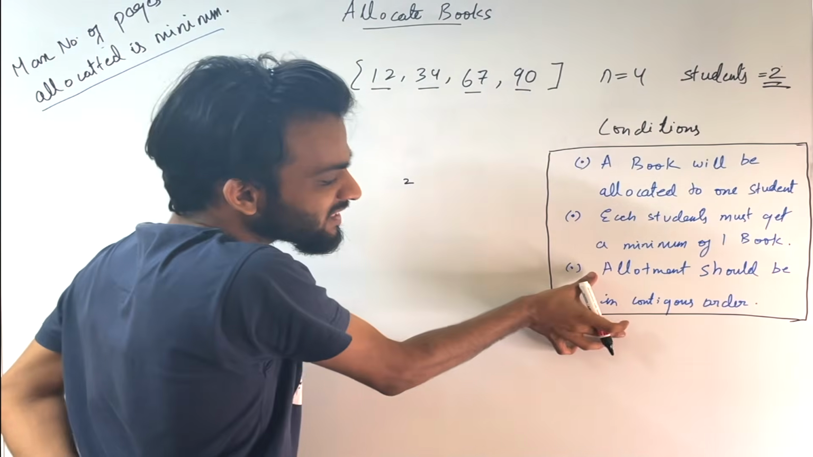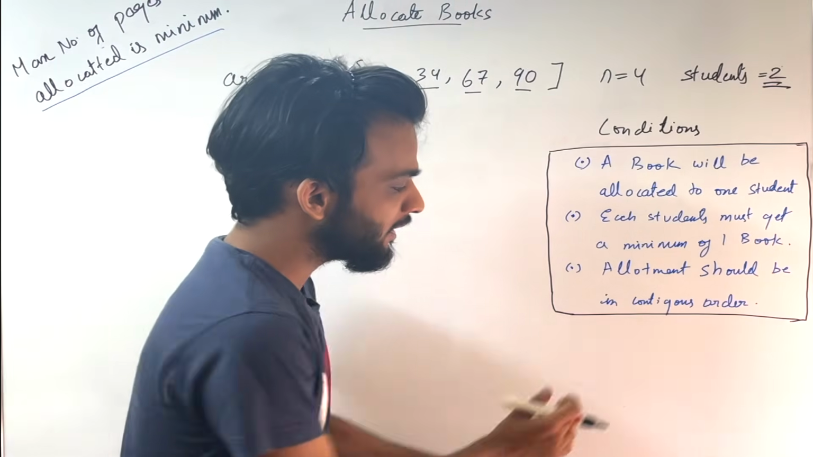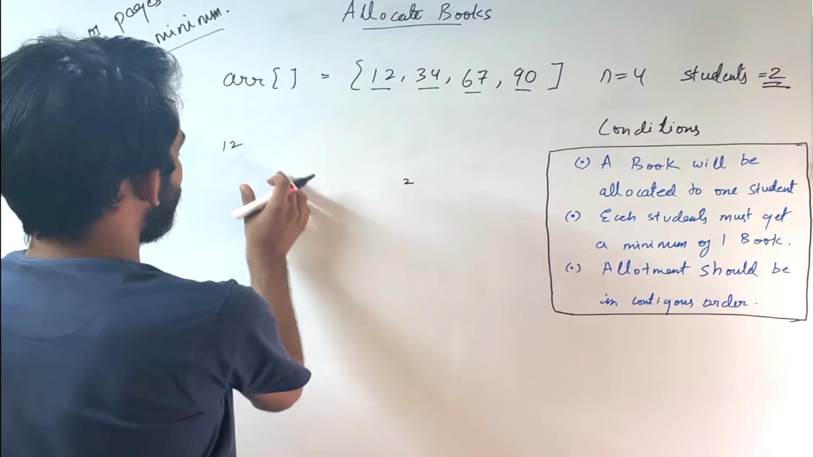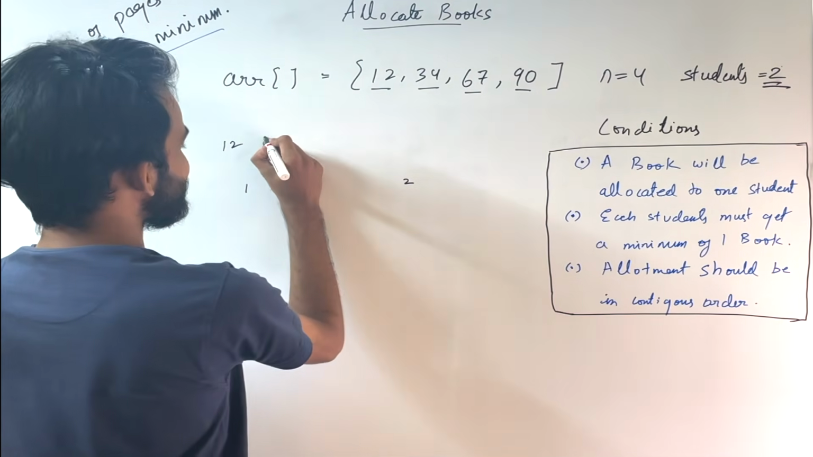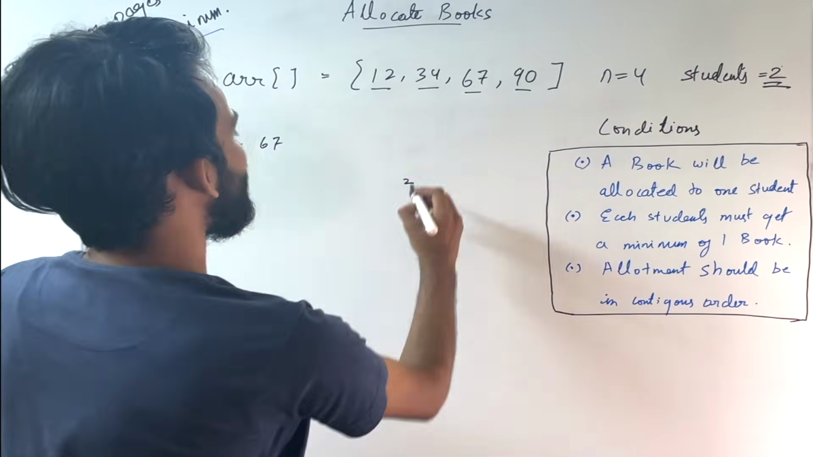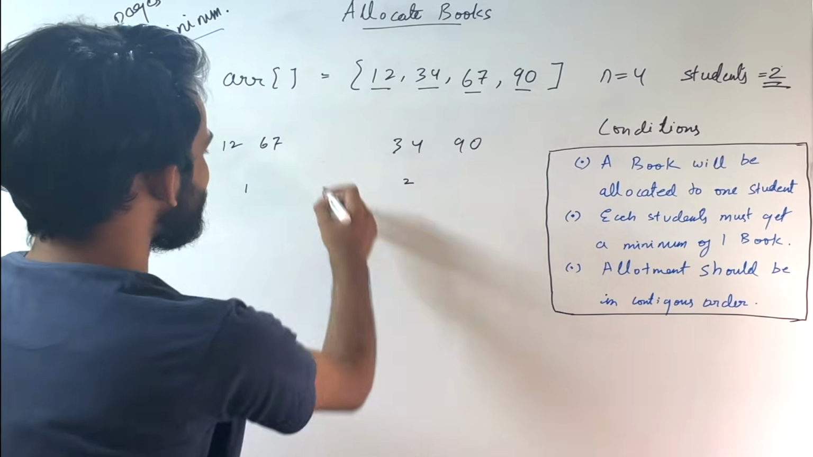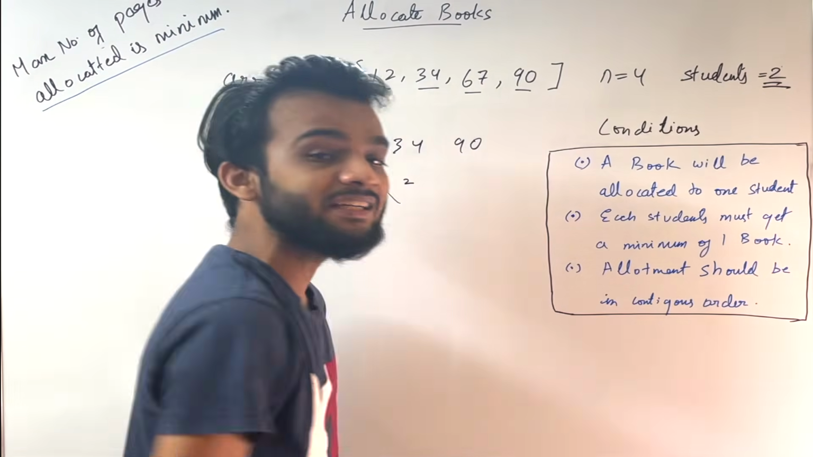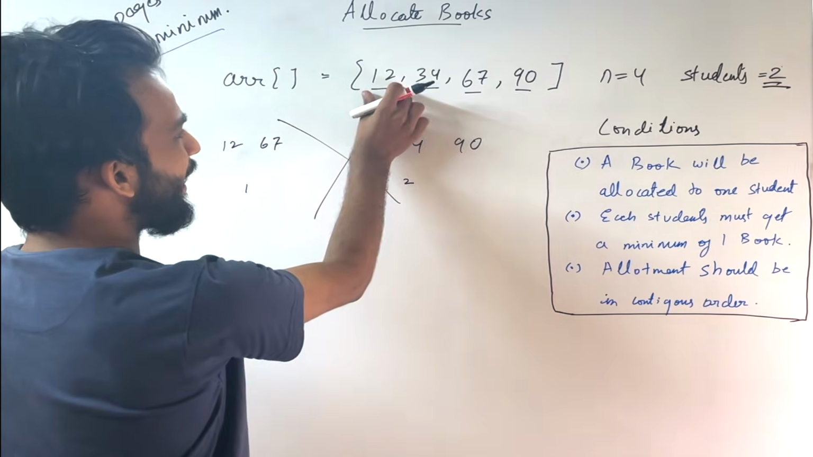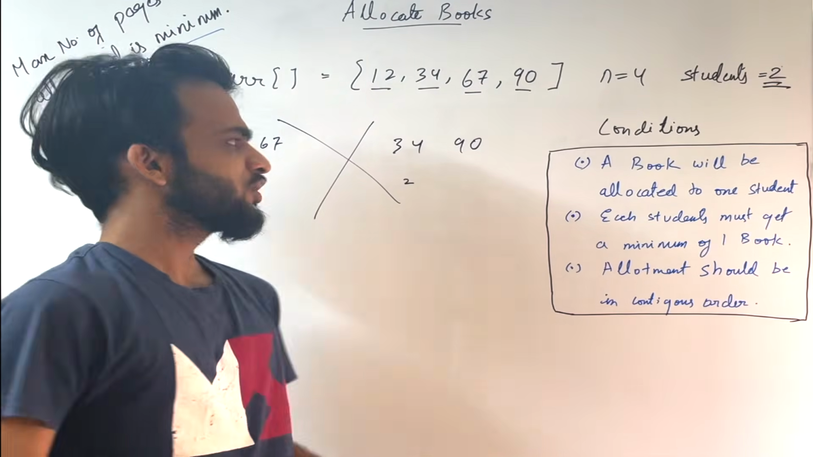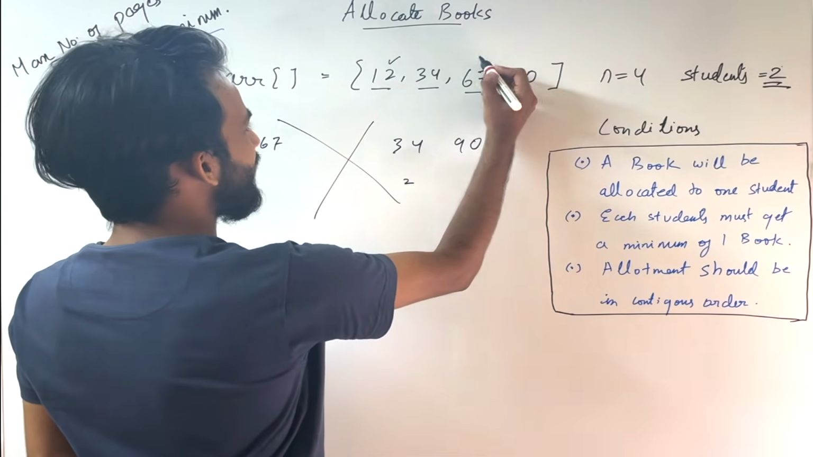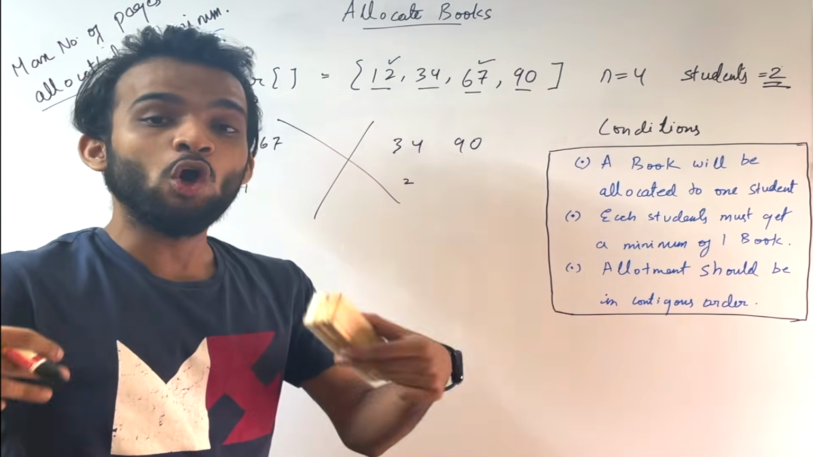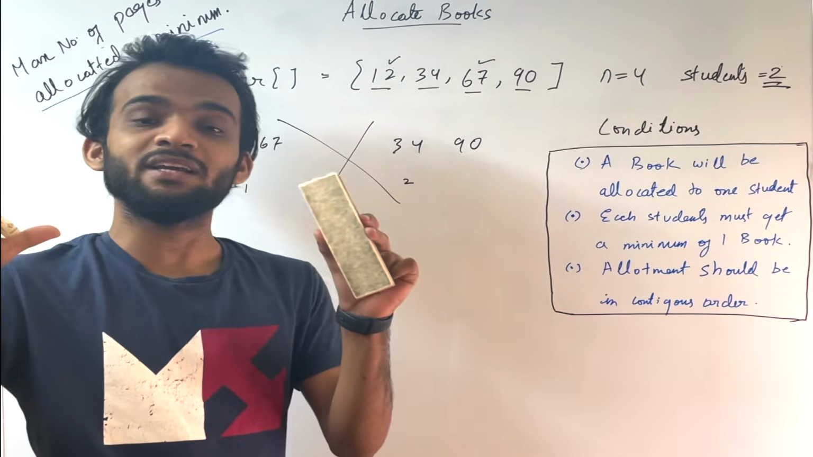Let's come to the next condition. Allotment should be in contiguous order. What does that mean? Basically, you cannot do an allocation like, hey, student 1, take 12 and 67, and student 2, you're going to take 34 and 90. This is a wrong allocation because allotment should be done in a contiguous order. 12 and 67 are not contiguous books, because 12 and 67 have a 34 in between. Hence, 12 and 67 are not in contiguous fashion. So this kind of allotment is also not possible.